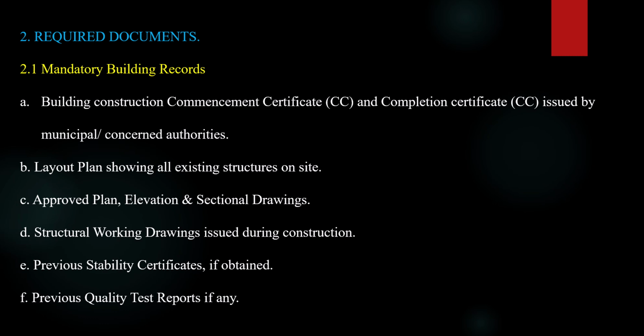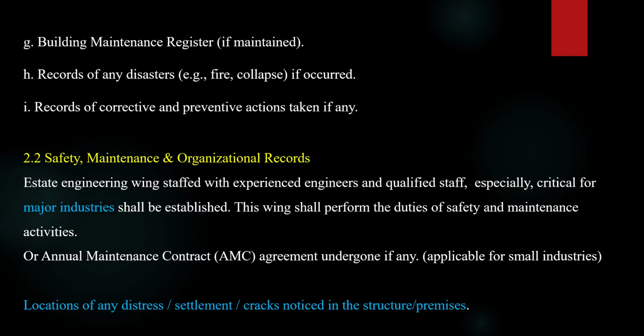Previous stability certificates if obtained. Previous quality test reports if any. Building maintenance register if maintained. Records of any disaster, for example fire or collapse, if occurred. Records of corrective and preventive actions taken if any. All these documents are necessary.